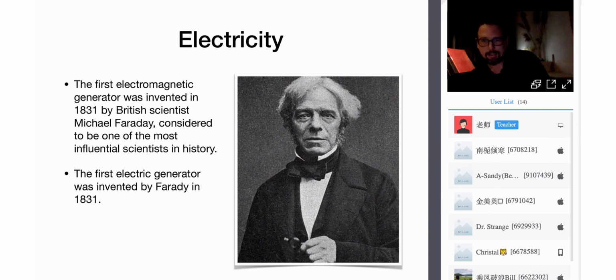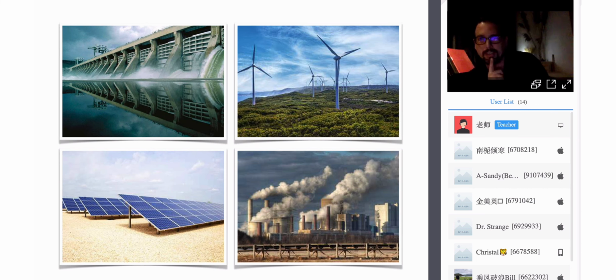Let's look at some other sources of energy here. So any kinetic energy, whether it be the power of moving water, wind, or steam, can be converted into electricity through the electromagnetic generator. Solar power is something else.